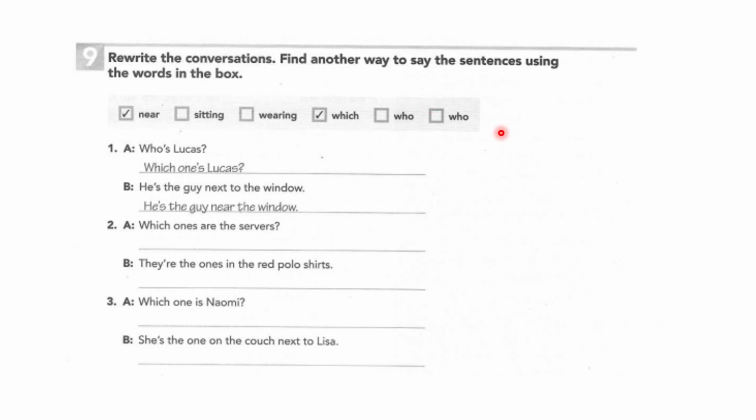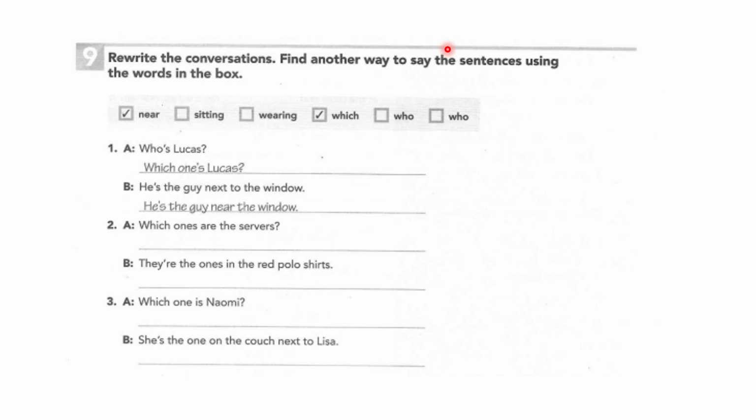Okay. So, rewrite these conversations. Find another way to say each of the sentences using the words in the box, okay? So, the example says, who's Lucas, which one's Lucas is the same. Letter B says, he's the guy next to the window. He's the guy near the window.